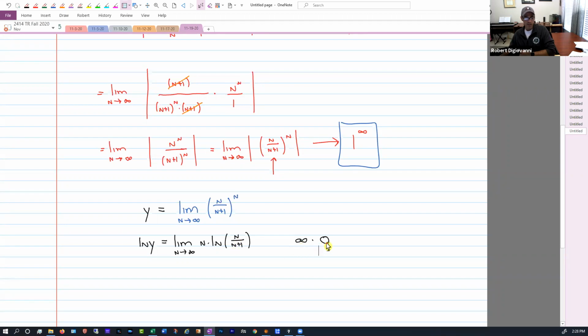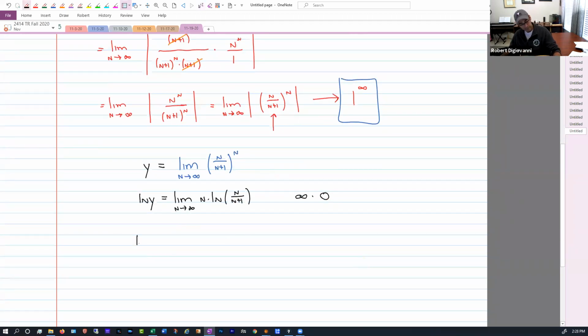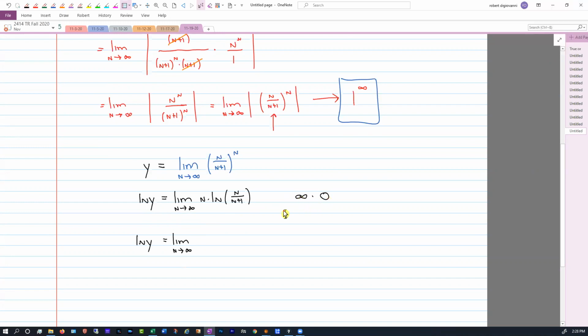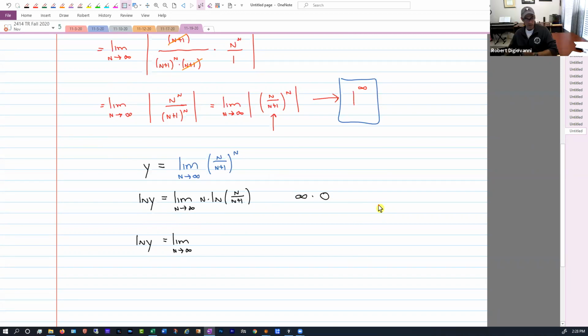So here's the form we have now. You all remember what to do with that? Whenever you have infinity times 0 in a limit, L'Hopital? Not yet, it has to be, oh yeah, it should be in a ratio. Yep. So how do I make that a ratio?